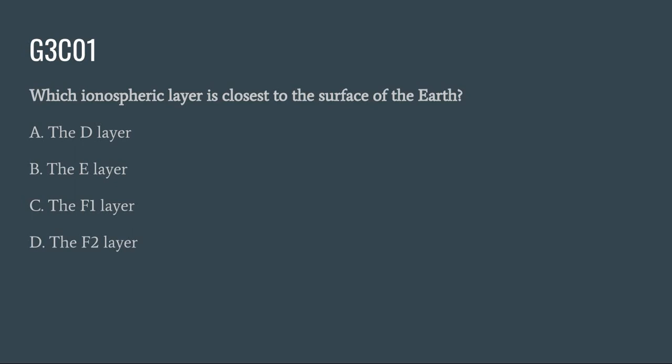G3C01, which ionospheric layer is closest to the surface of the Earth? A, the D layer. B, the E layer. C, the F1 layer. Or D, the F2 layer? Correct answer is A, the D layer.